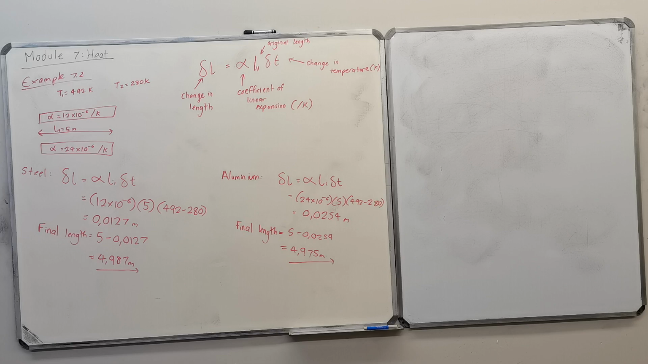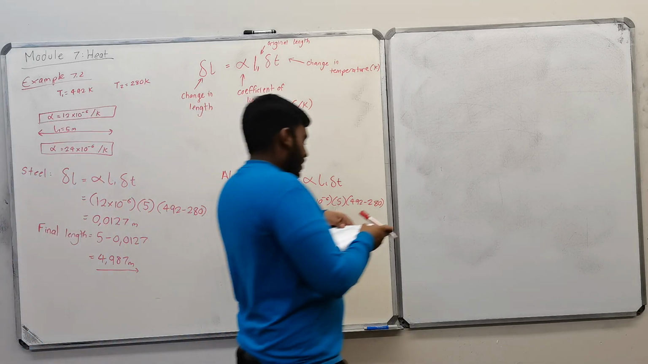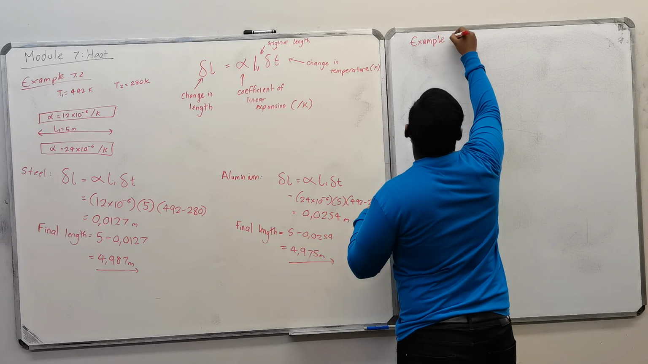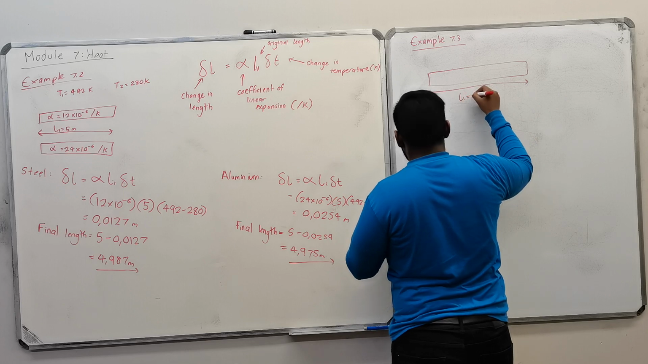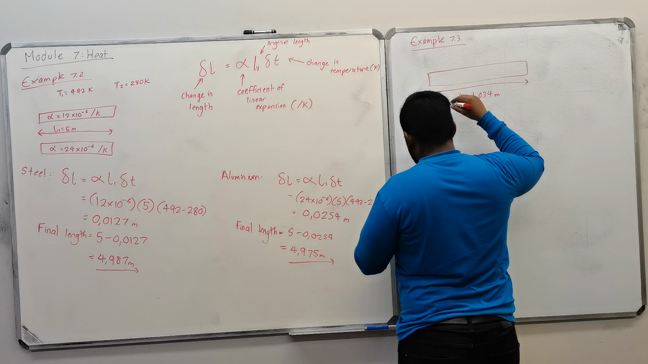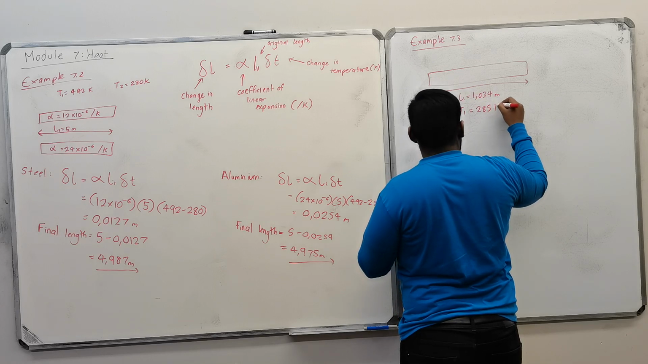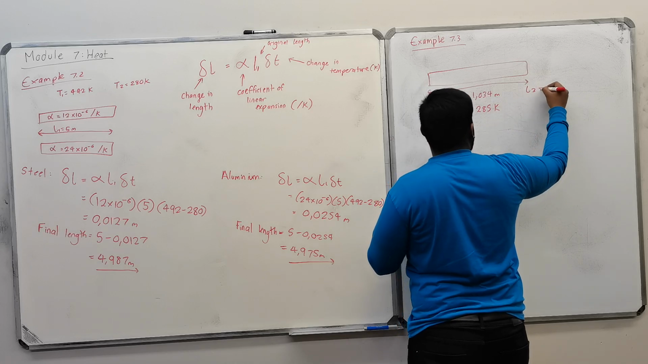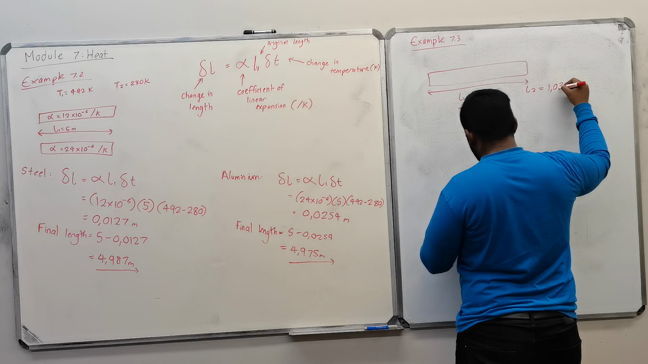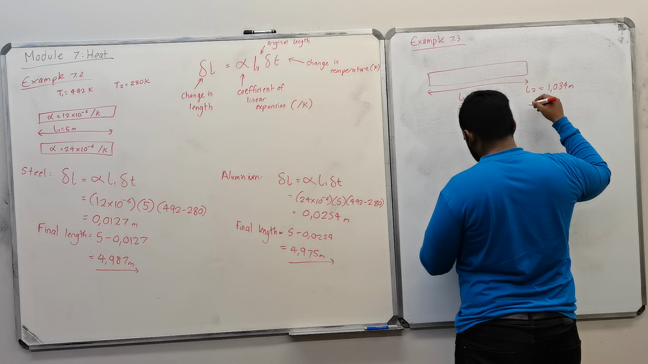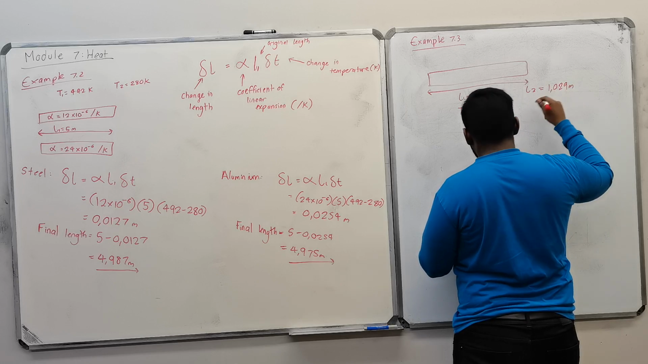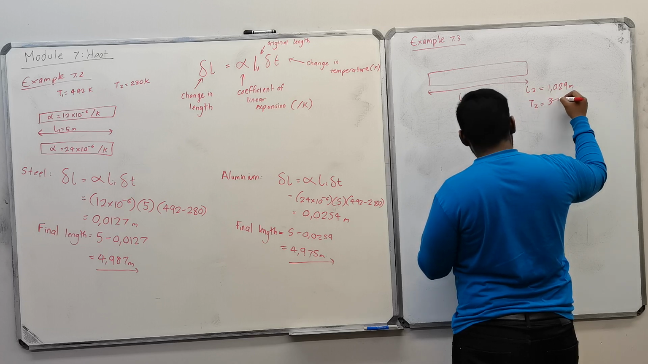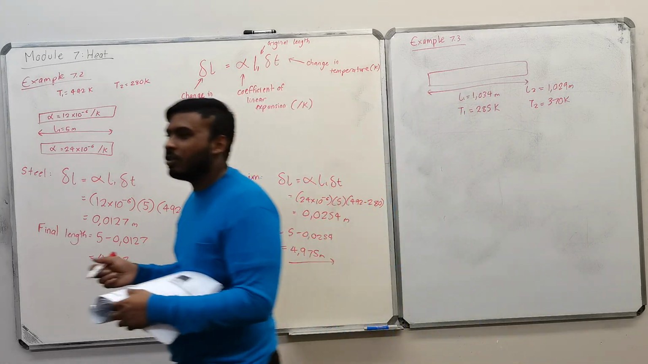Right. Cool. Let's do example 7.3. Okay, so example 7.3, you have a bar which is 1.034 meters long at a temperature of 285 Kelvin, and the second length is equal to 1.034 meters at 370. It's a mistake. The second length was supposed to be 1.029, and the temperature T2 is equal to 370 Kelvin. Calculate the value of the coefficient of linear expansion.